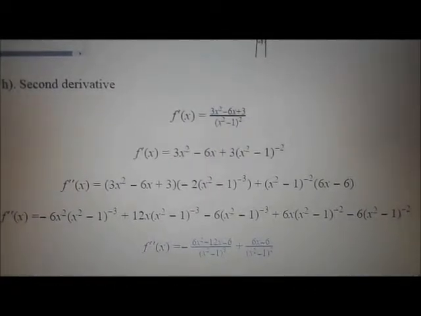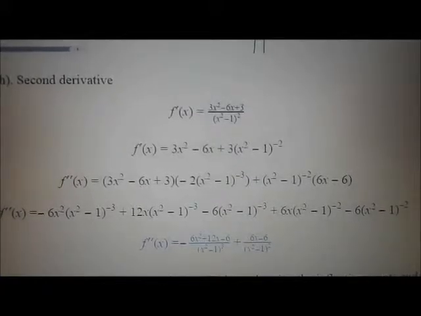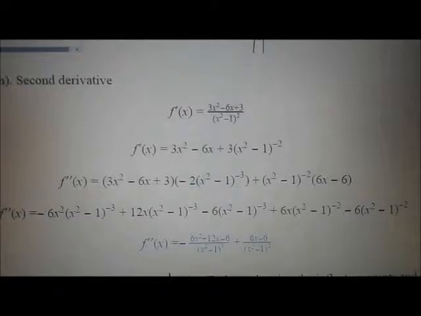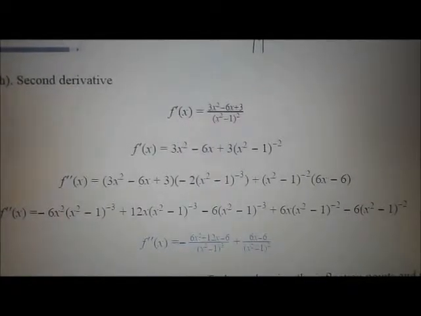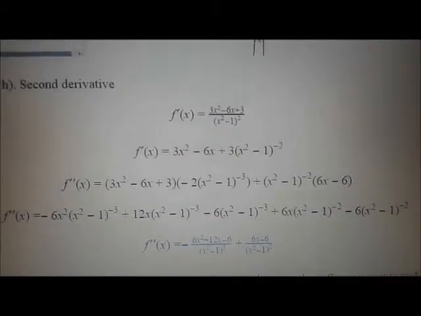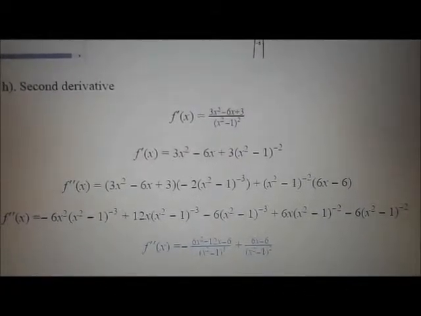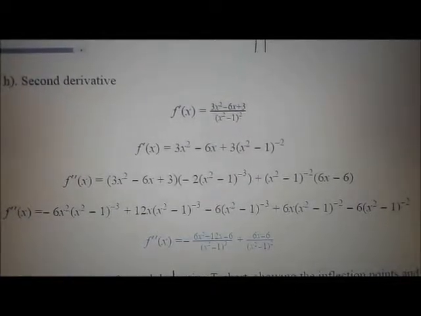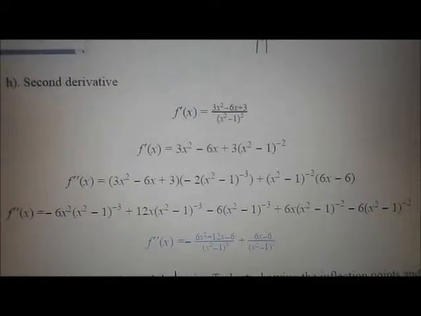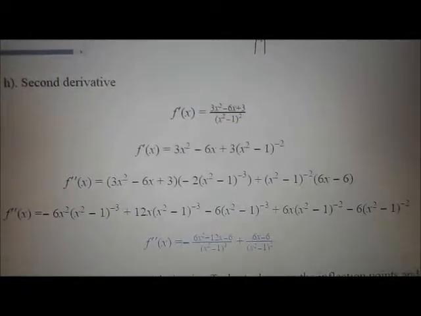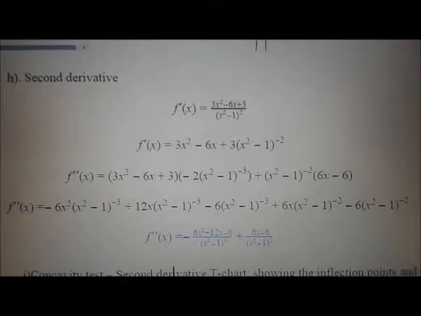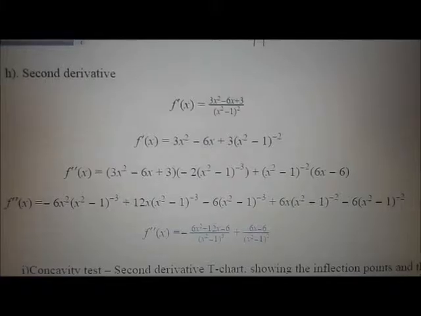So our first derivative is (3x² − 6x + 3) divided by (x² − 1)². So we simplified our first derivative as (3x² − 6x + 3) multiplied by (x² − 1) to the power of minus 2.